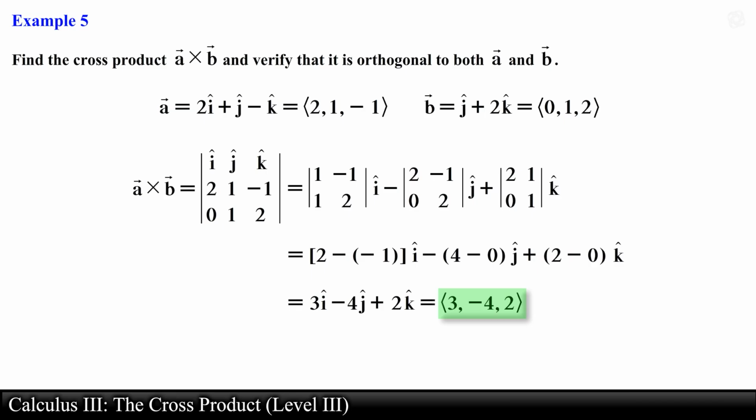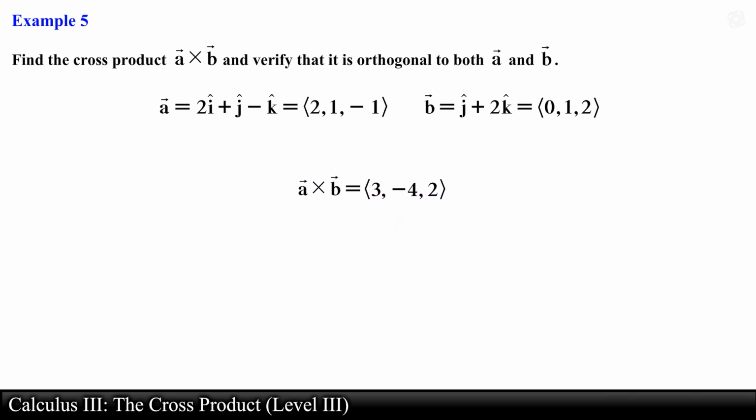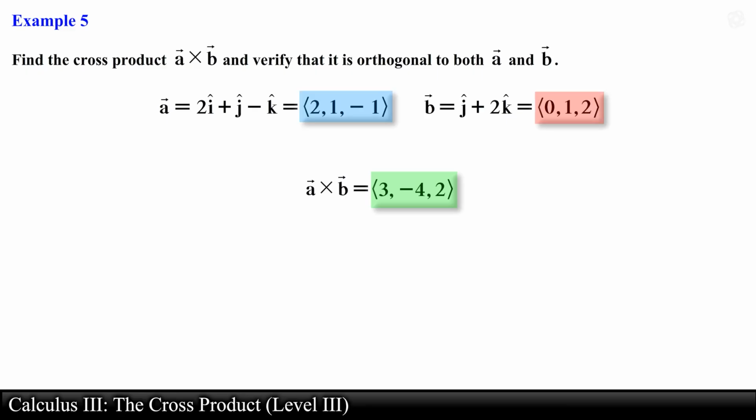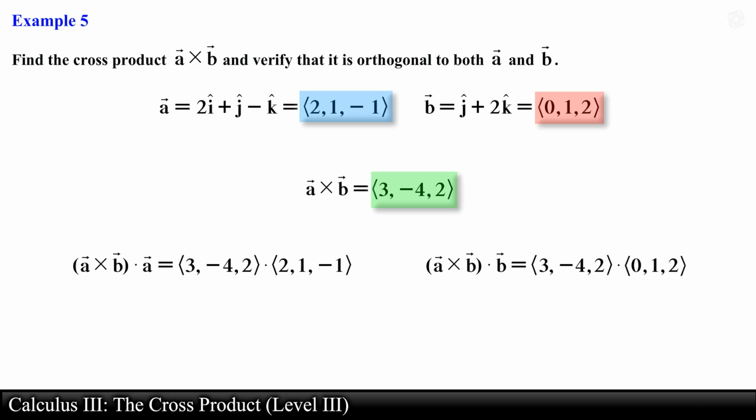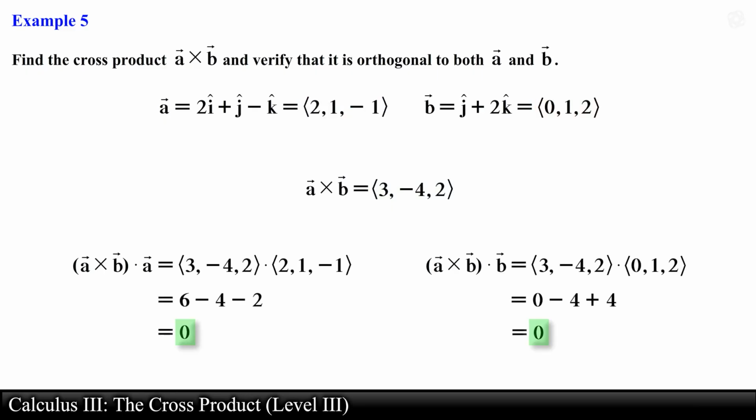We can verify that this vector is orthogonal to both vector A and vector B by computing the dot product between these vectors. Using the component definition of the dot product, we obtain 0 for both vector A and vector B. Hence, vector A cross B is orthogonal to both vector A and vector B. Alright, in our next video, we will go over more challenging examples.